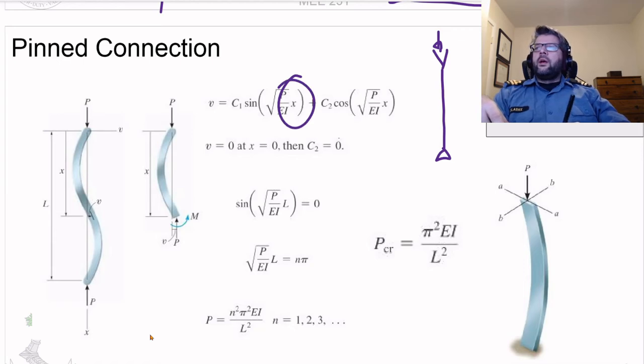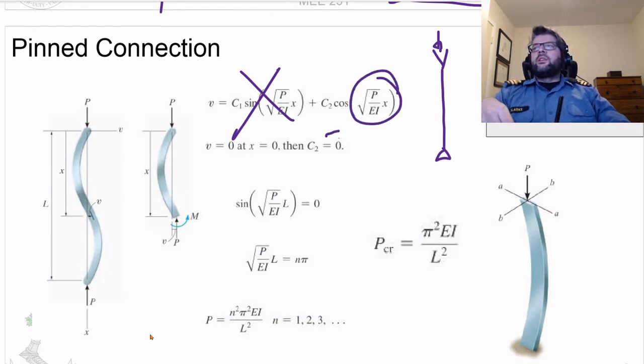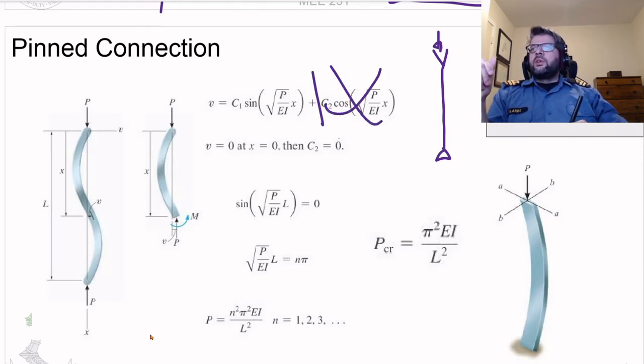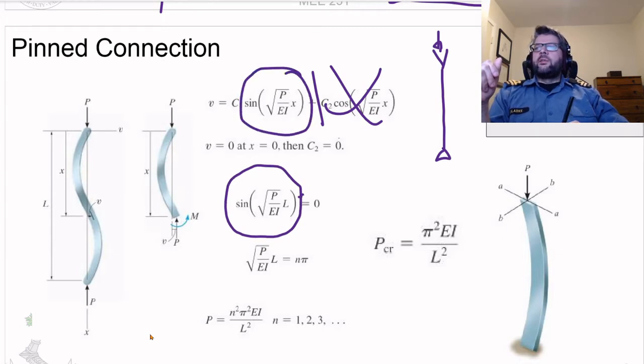So for that to be the case, if we plug 0 into here, then we're looking for the sine of 0. That's always 0, so that already goes away. But if we're looking for the cosine of x, then that's not going to be 0. This term is not going to be 0 unless C2 is also 0. So if we're at that pinned connection, then C2 is 0. So essentially, for that system of equations to be true, this term here needs to be 0.